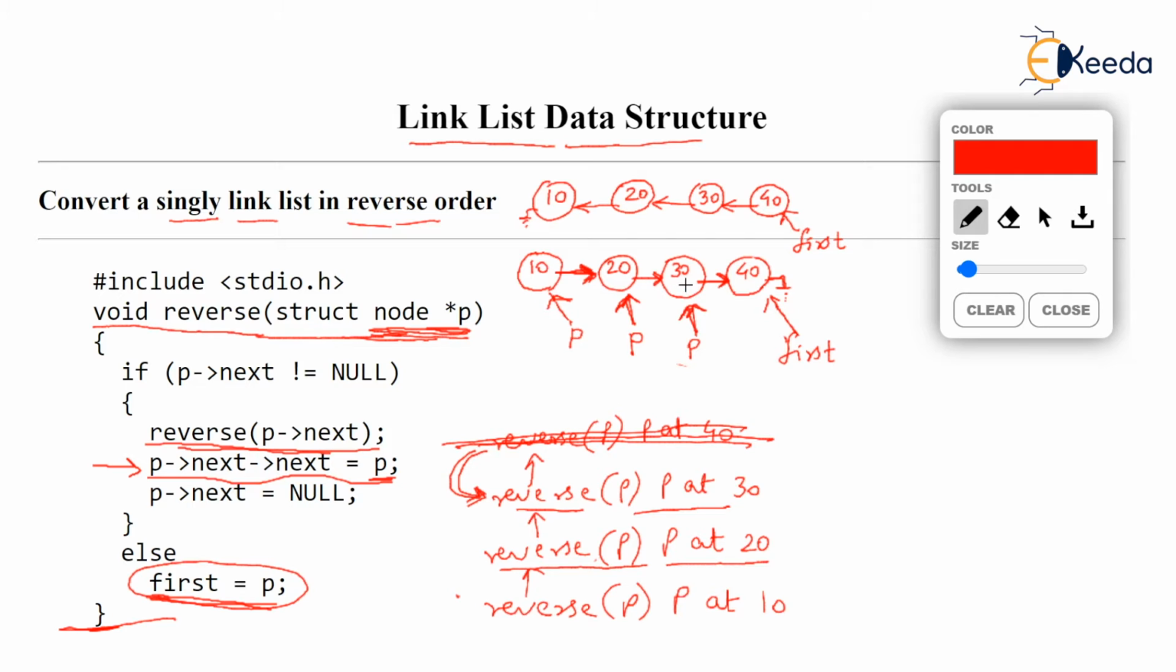So 40's next is going to point wherever P is pointing, but note that P is pointing at 30. So what it means is that the next pointer of 40 was null, but it will be no more null. Are you understanding? And next pointer of 40 is now pointing wherever P is pointing, and P is pointing to 30. Great. This is very interesting. P arrow next, that is 40's next, will point wherever P points, but P is pointing to 30.